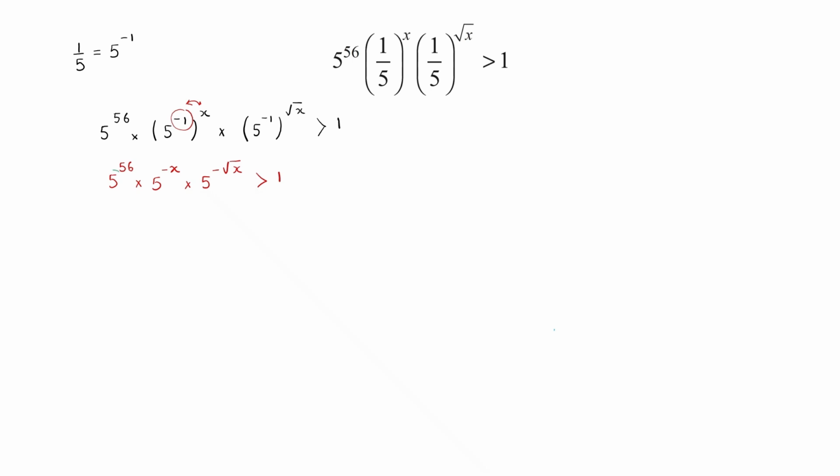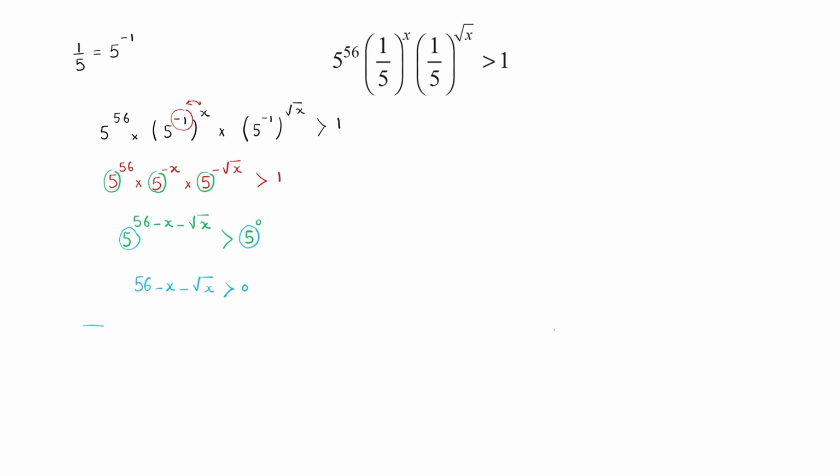As you can see, all these bases are the same, so it means that I can add the powers together. Therefore, 5 to the power of 56 minus x minus root x is greater than 1. So I would like to write it as 5 to the power of 0. As you can see, the bases are the same, so we can compare the powers. 56 minus x minus root x should be greater than 0.